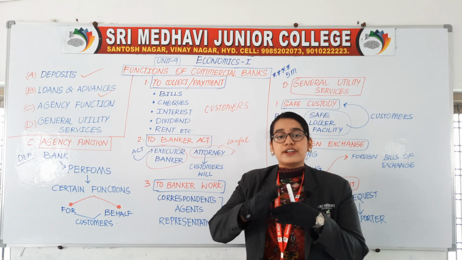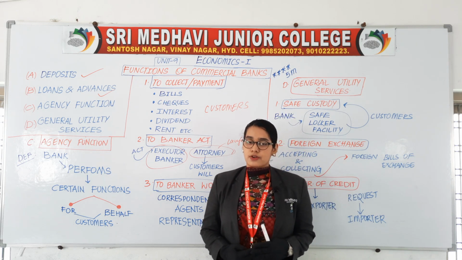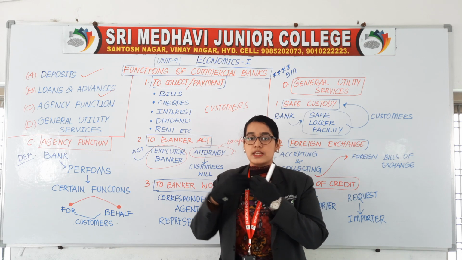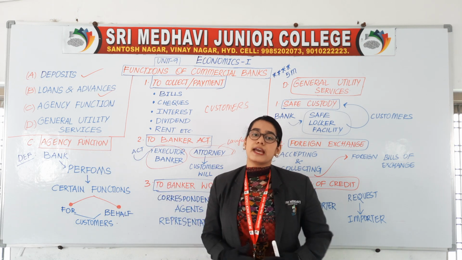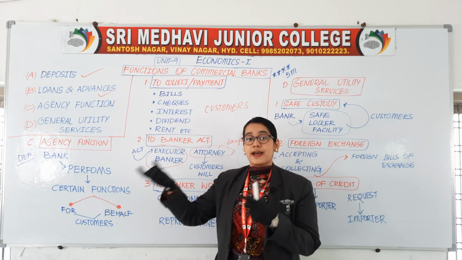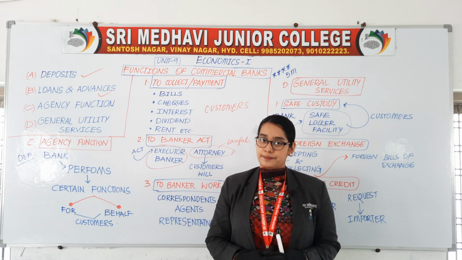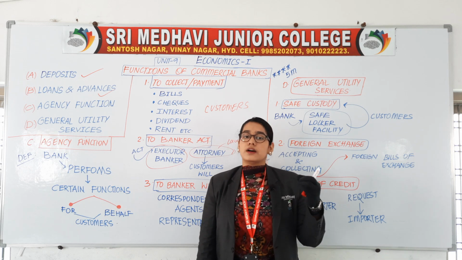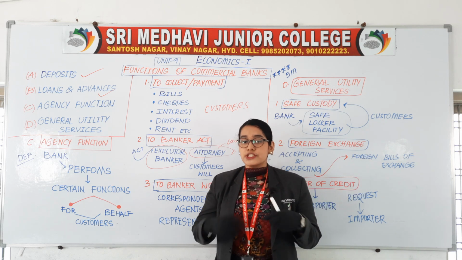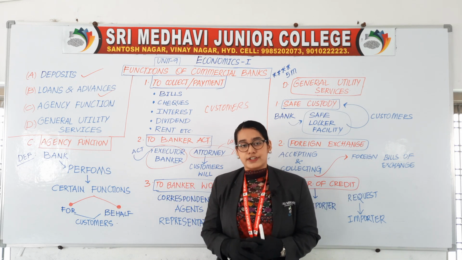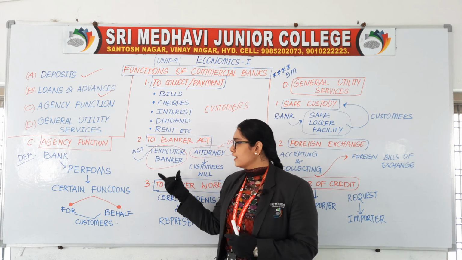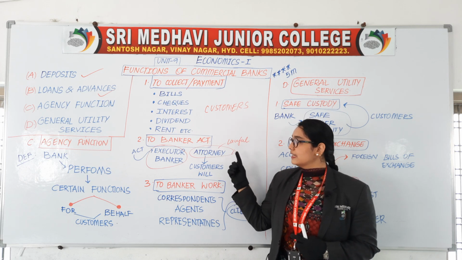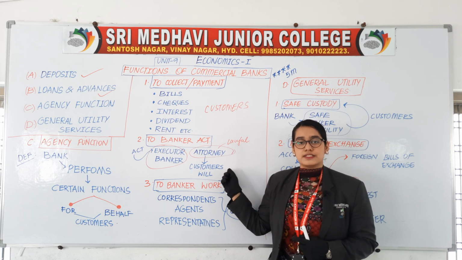Executor means the first person to start. For example, if I have opened my account in some SBI bank, then SBI bank is my executor banker. Then second, I have opened one more account in some Andhra bank. So which is my executor bank? The first one. It is acting as the first bank. Then it is acting as an attorney to the customer's will.